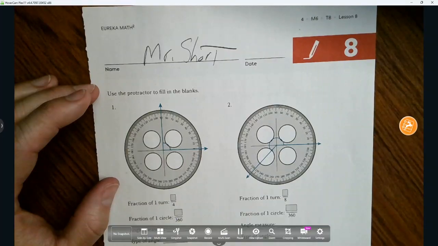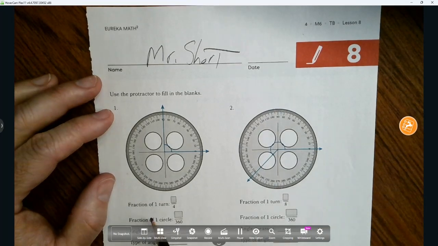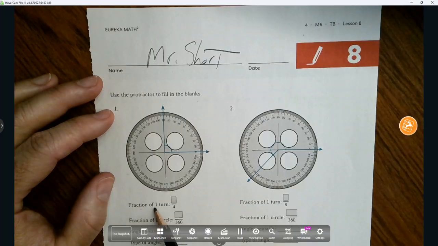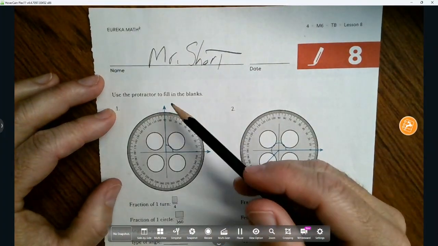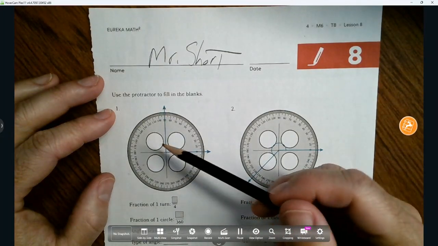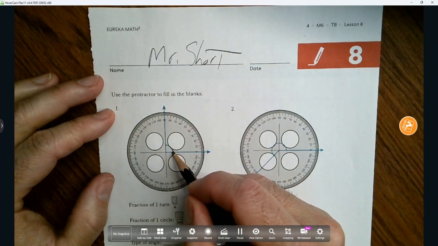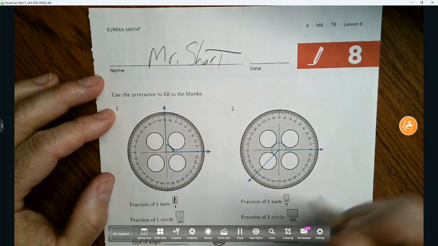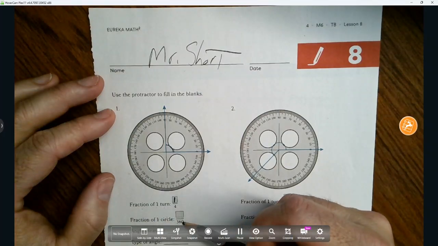All right. Let's look at page 49 today in our Module 6 book. It says, use the protractor to fill in the blanks. All right, let's see what we got. Fraction of 1 turn. So it's asking us how much, if we started here and we turned it, right? We started here at 0 and we turned it and we stopped right here. What part of the circle is this? How much of the circle is this covering? Well, that's covering 1/4.